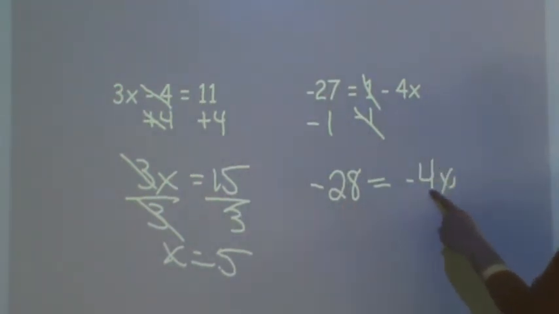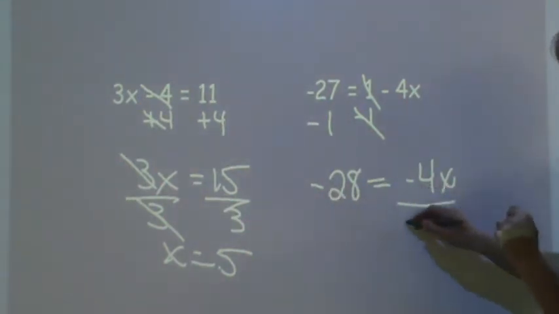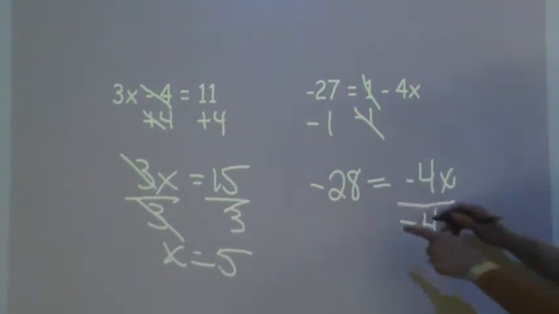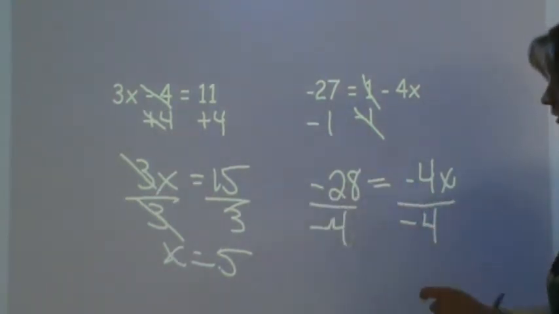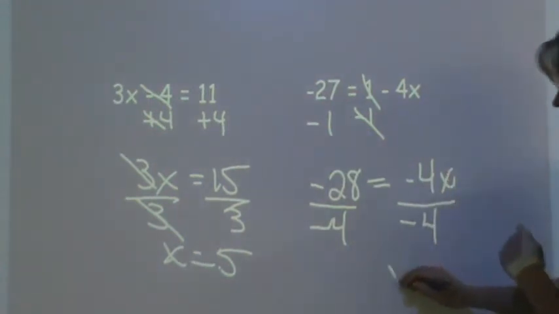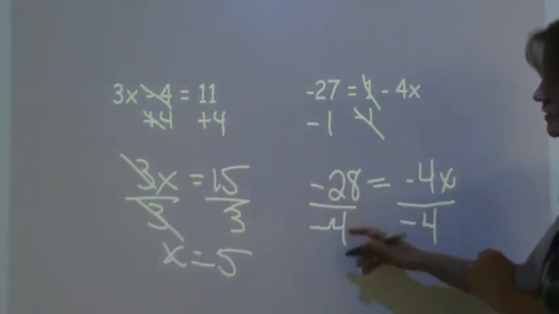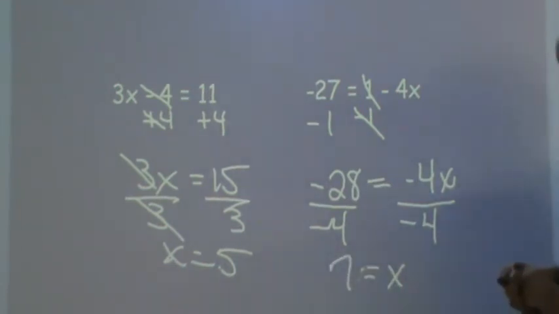Then we have negative 4 times something gets me negative 28. So to undo multiplication, I divide. Whatever I do to one side, I do to the other. Negative 4 divided by negative 4 is 1. 1 times x is just x. Negative divided by negative is positive. 28 divided by 4 is 7.